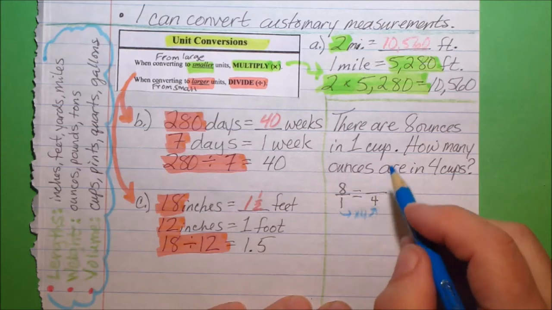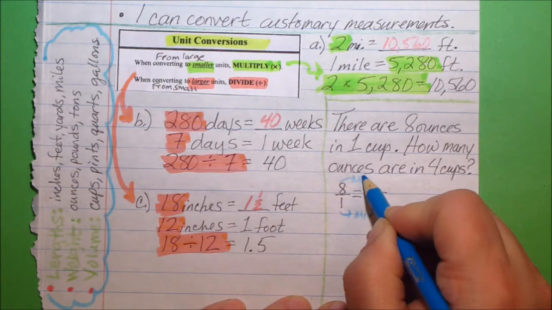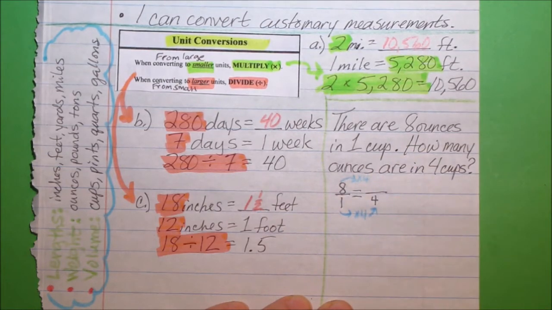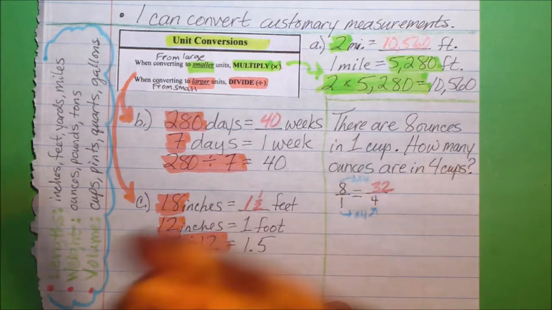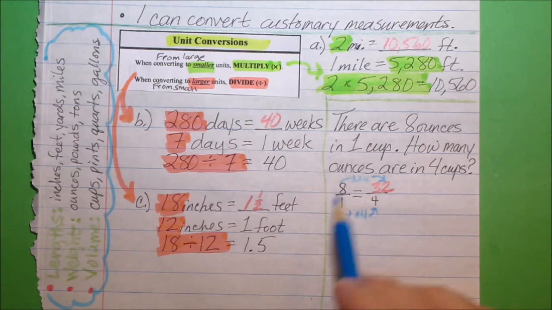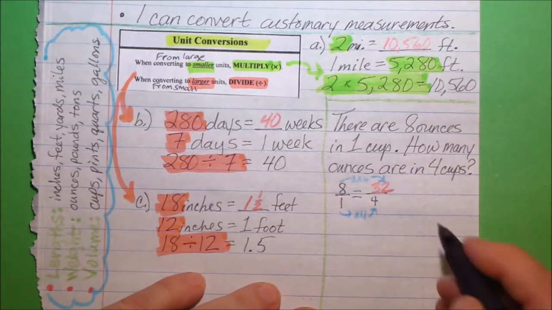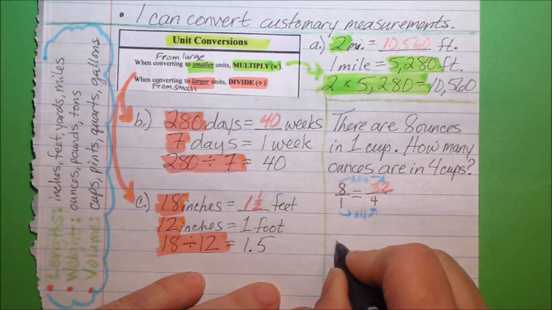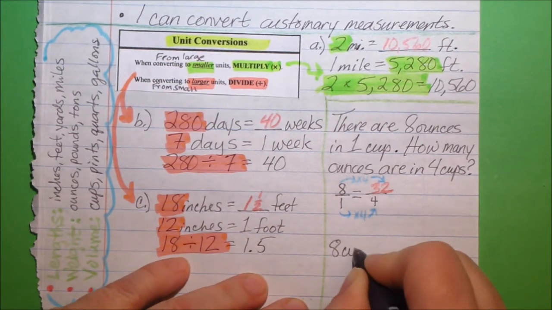So if I multiply 8 times 4, 8 times 4 is 32. And so now we've just made this equivalent fraction. So this tells us that there are 32 ounces in 4 cups. All right, so how about how many ounces in 8 cups?